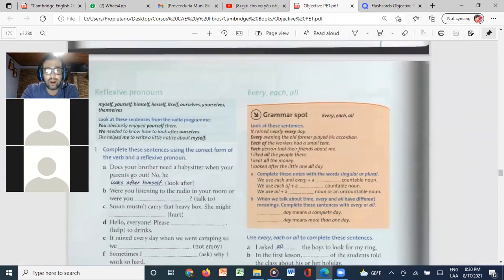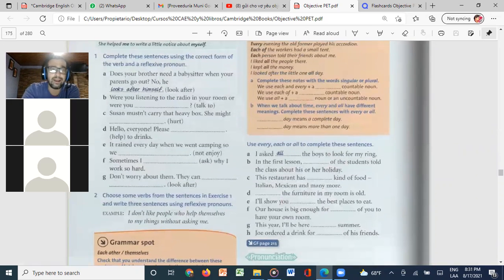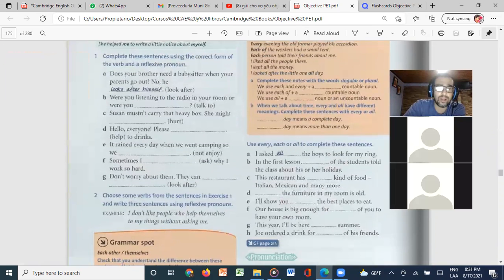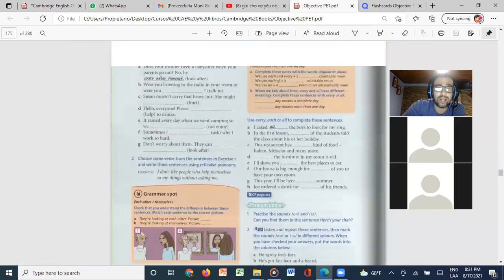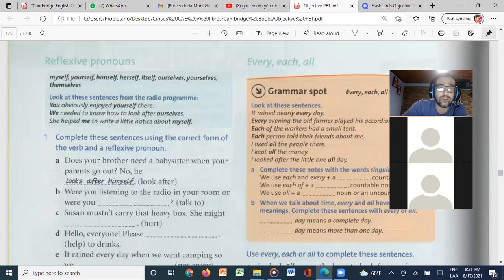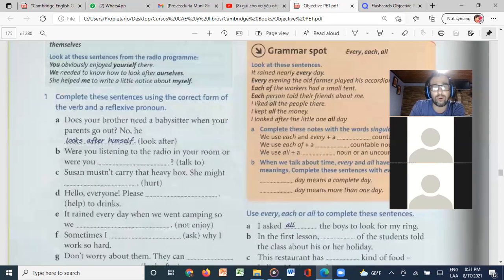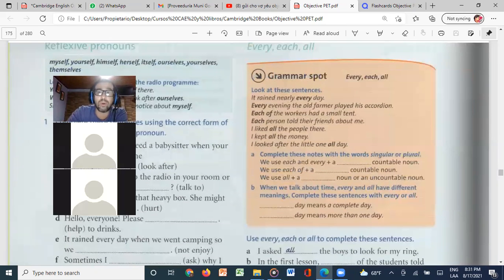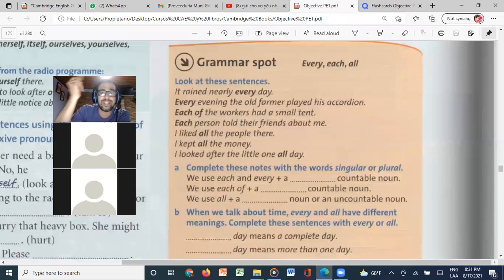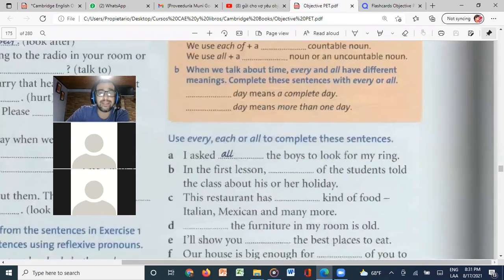And regarding what we just saw today, all the pronouns, please do this. This page is very important, page 176. So we're going to be working on reflexive pronouns. It says complete the sentence using the correct form of the verb and reflexive pronoun, right? And then this grammar spot is what we just saw about using every, each, or all, okay? So please do this.